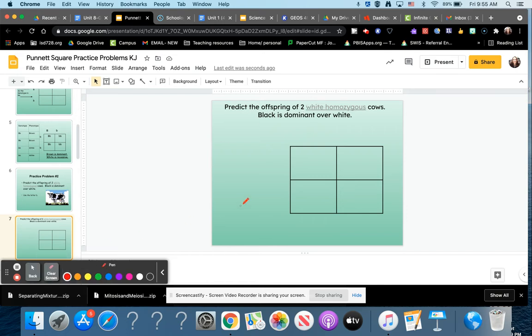So since they're both white homozygous, we have to use the recessive allele. And it said to use B's again. So they're both going to be little b, little b, little b, little b. So take a minute, pause the video, and see if you can fill in that Punnett square. When you're ready, unpause.